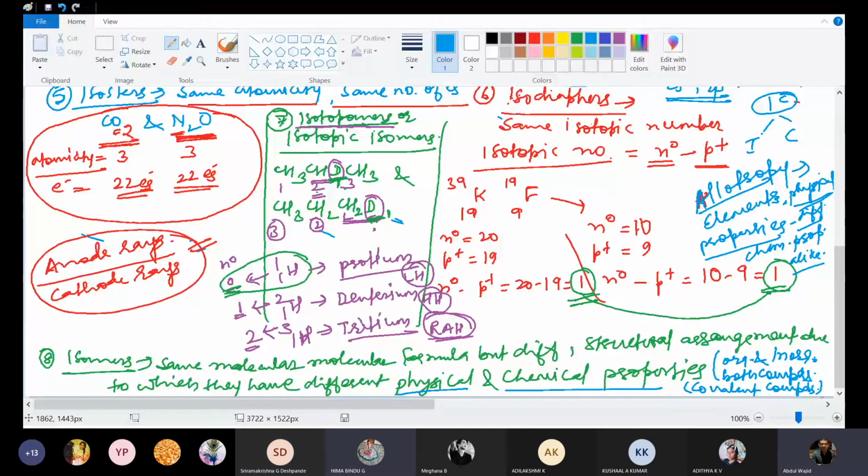So isomers are those species which have the same molecular formula but different structural arrangement, due to which they have different physical and chemical properties. Usually organic and inorganic compounds, that is covalent compounds, show isomerism.